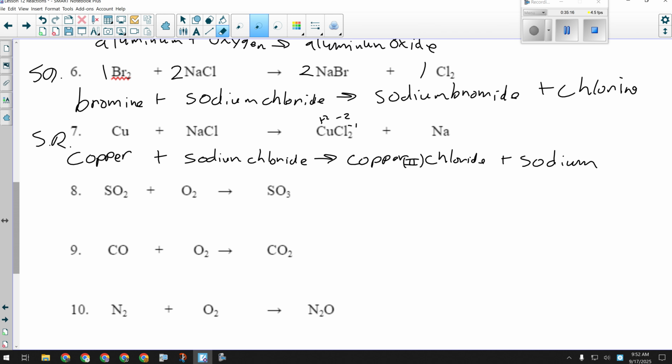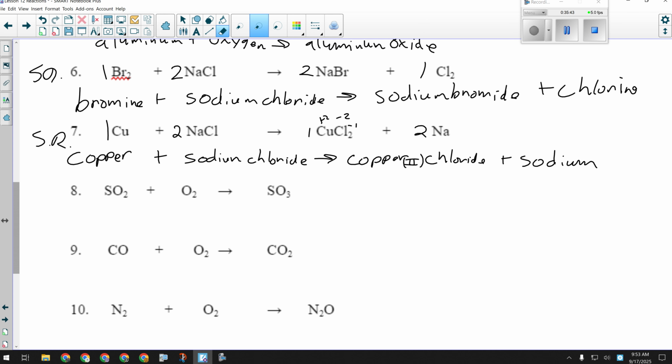Okay, and to balance it, just the chlorines are out of balance to start. So if I put a 2 here, I balance the chlorines, but then I have to put a 2 here to balance the sodiums. There's 1 copper on each side. So we're good to there. Okay. How many people have done 8? Is 8 a tricky balance? A little bit, right?